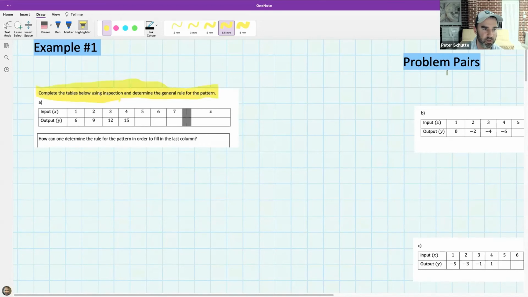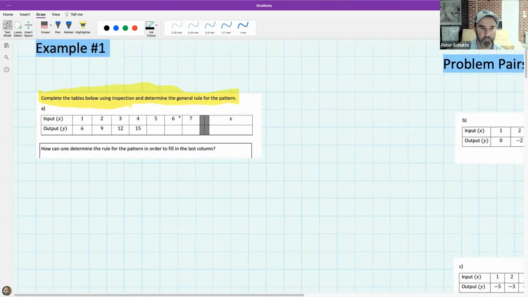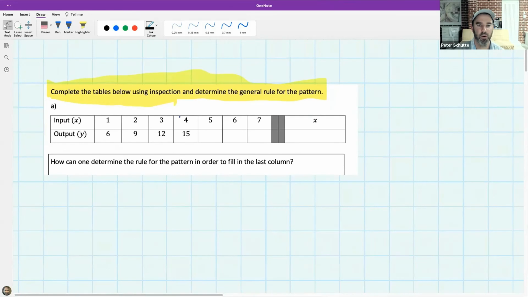And you can put it in the chat, or you can... I want to know what is missing. Can we please have it a little bit zoomed? Yep, all good. There we go. Thank you. So the question is to fill in the missing blocks, but also to determine the rule for the pattern in order to fill out the last column.